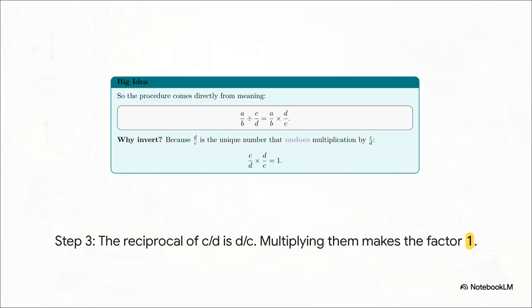And this is why it's the perfect tool for our mission. Look here, the reciprocal of c over d is just d over c. When you multiply them, everything cancels out and you're left with a nice, clean 1. This is the key that's going to make that fraction basically disappear from the side with our q.